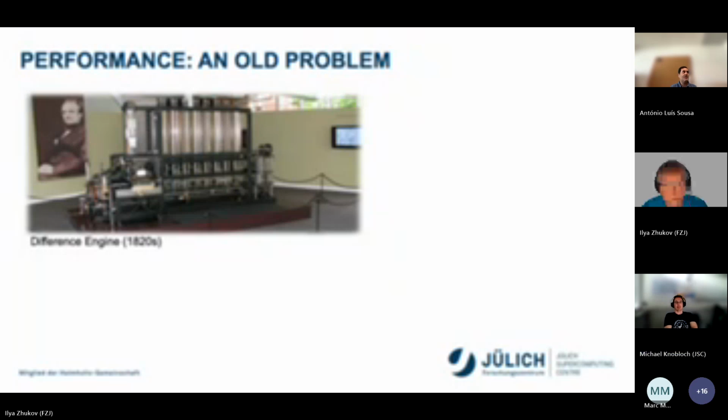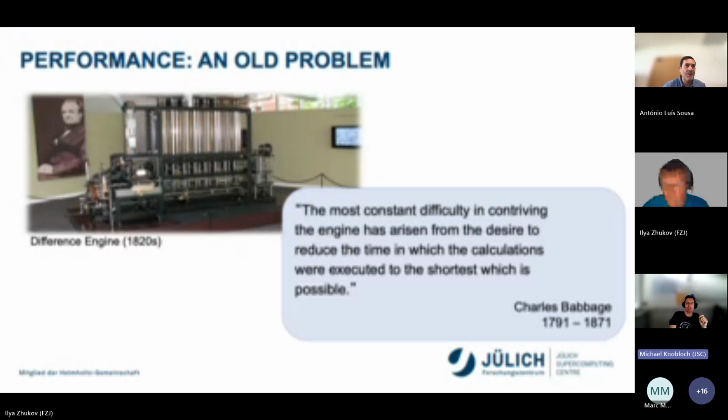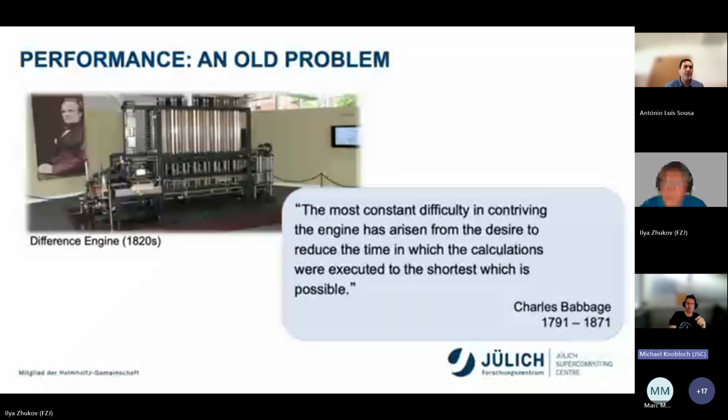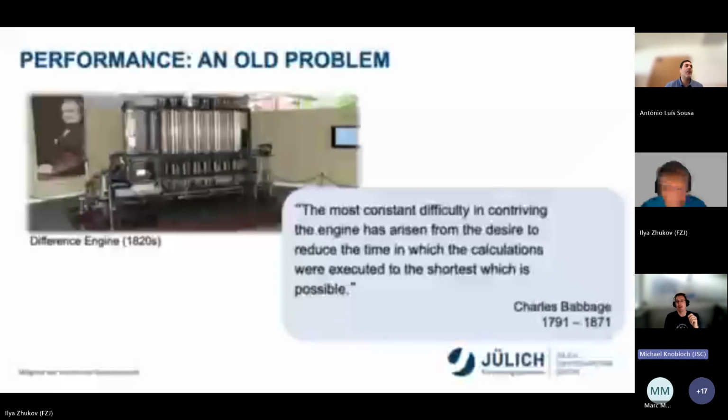Anyway, as I said, performance is an old problem. In this picture, we see the difference engine, one of the first mechanical compute machines, proposed by the British inventor Charles Babbage in the 1820s. During his lifetime, he actually never built one. But fun fact, this was the machine that Ada Lovelace programmed the first applications for, right? That's why she's considered the first programmer, on a machine that never existed in their lifetimes.